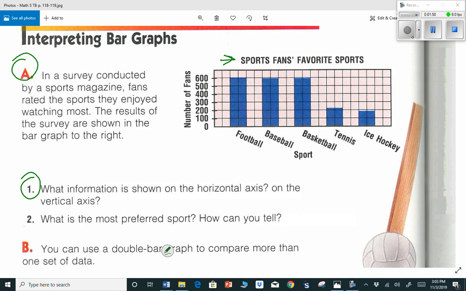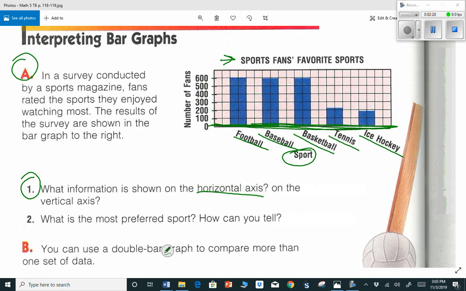So question 1 says, what information is shown on the horizontal axis? Horizontal is this direction, left and right. This is the horizontal axis. The information shown there would be the names of the sports. Notice how they labeled them, and then they listed them. Football, baseball, basketball, tennis, and ice hockey. That is the horizontal axis.